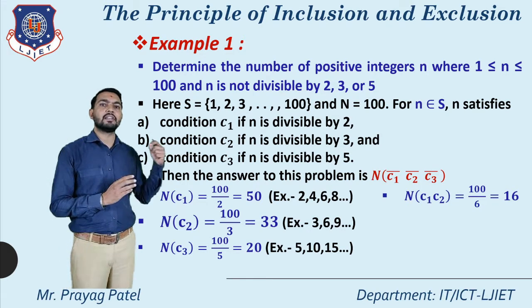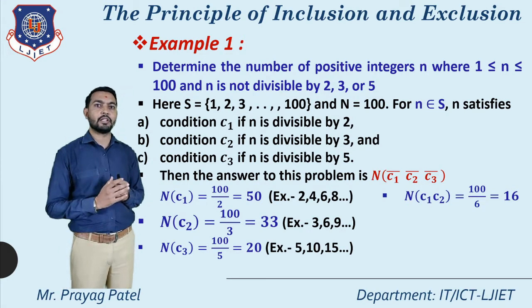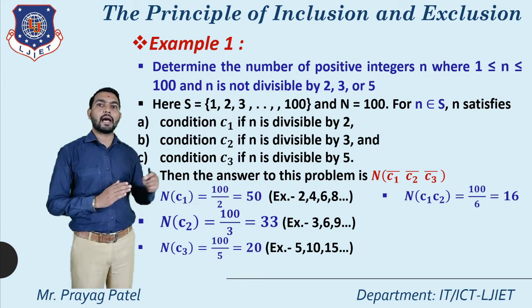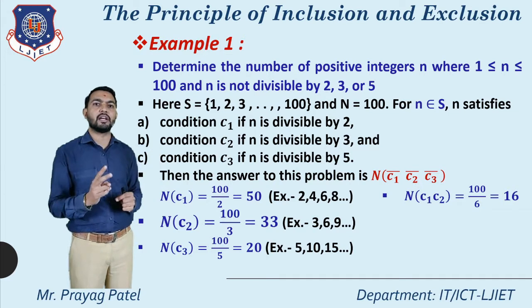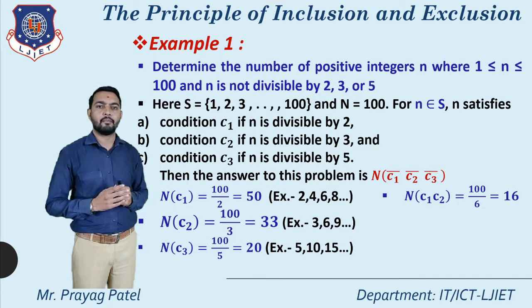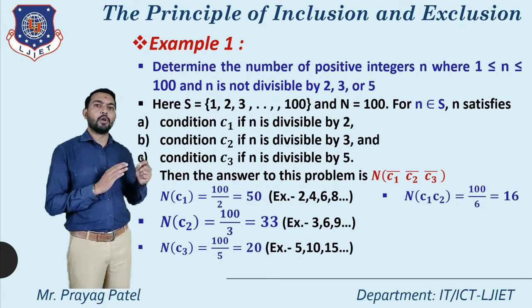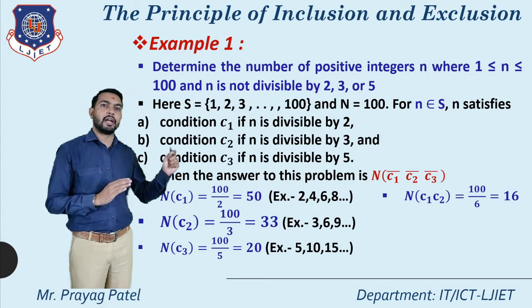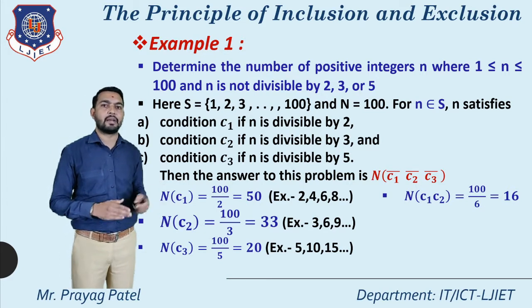Now what is n(C1, C2)? n(C1, C2) means numbers divisible by 2 and numbers divisible by 3. Both conditions are applied at the same time. That means 2 into 3 is 6. So 100 divided by 6 is equal to 16.